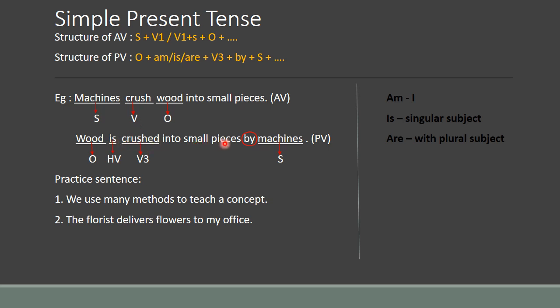into small pieces. I have added by, and machines, the subject, I have brought at the end. This "into small pieces" can be added at the end also. Wood is crushed by machines into small pieces. Like that also it can be written. Now, practice sentences. I have given you some practice sentences. You can try it at home.